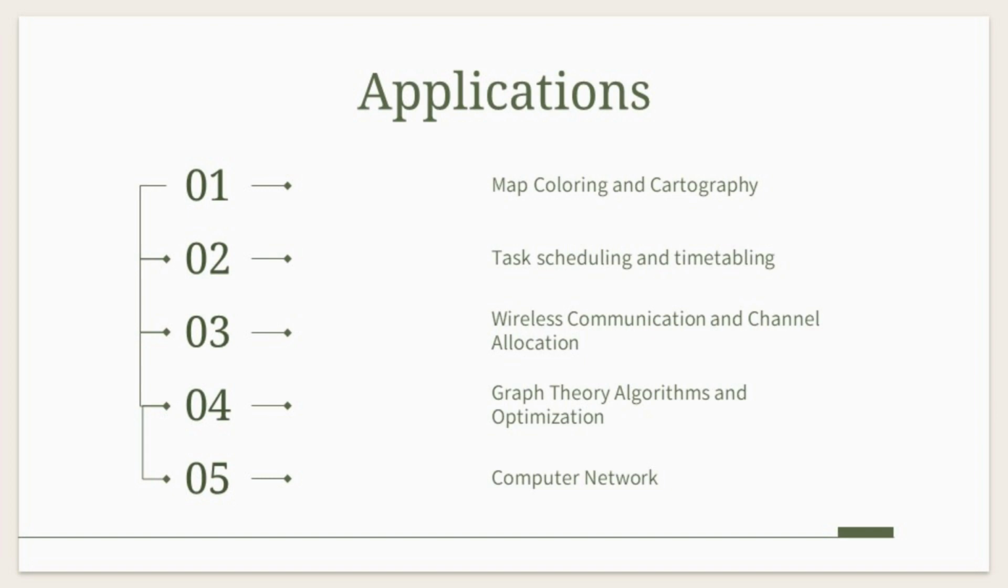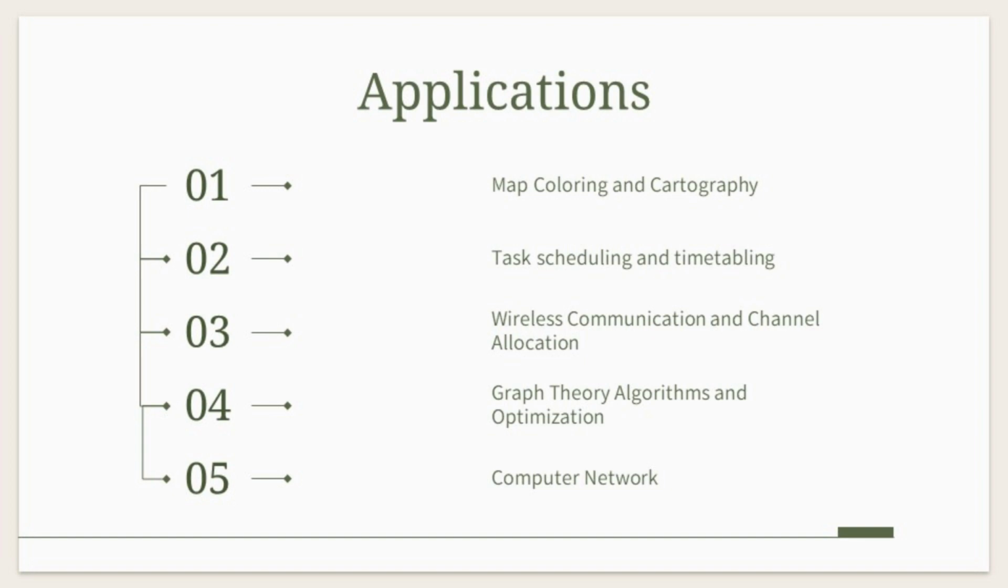4. Wireless communication and channel allocation. In wireless networks, graph coloring helps allocate channels to devices, such as mobile phones or Wi-Fi routers, to avoid interference. Each channel corresponds to a color, and adjacent devices, nodes, must use different colors to prevent signal overlap.